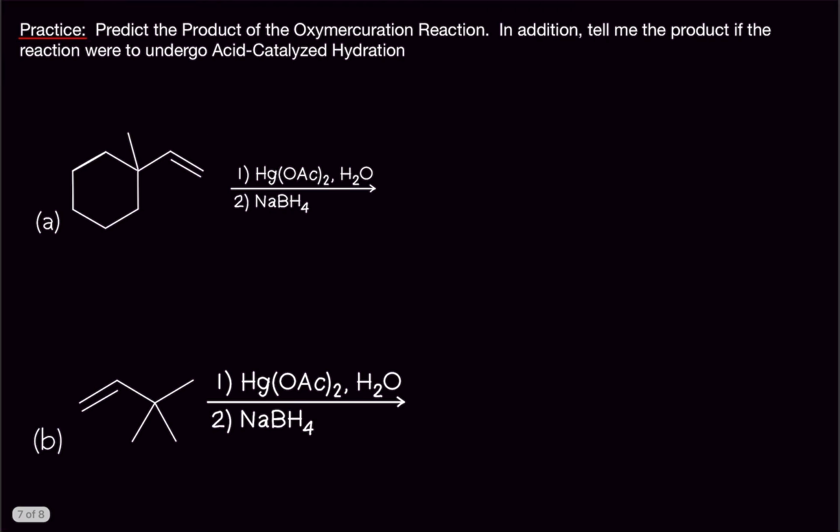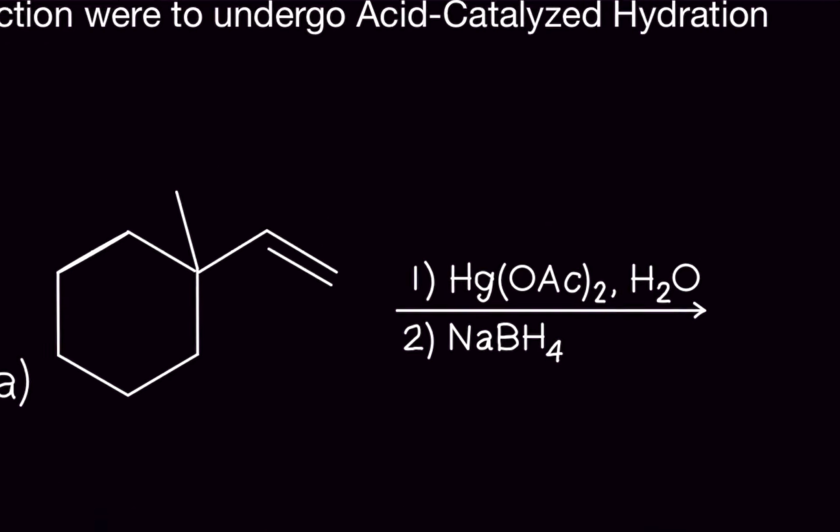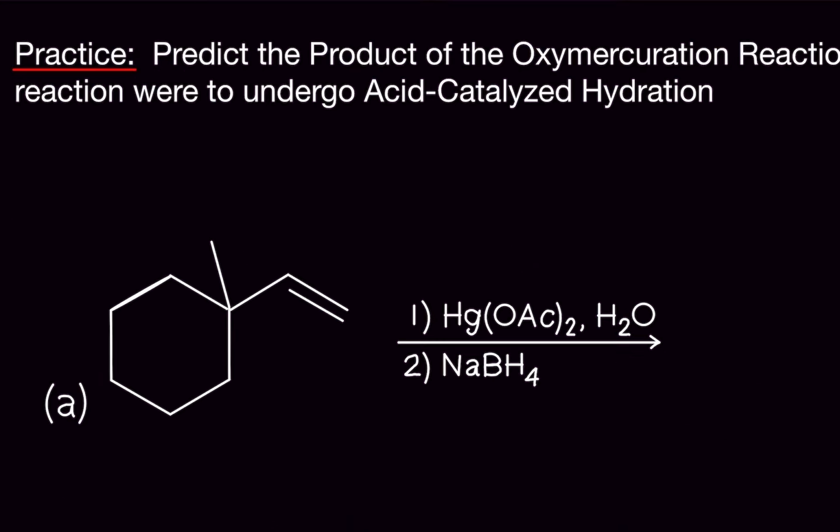Okay, let's do some practice problems. Predict the product of the oxymercuration reaction. In addition, tell me the product of the reaction if it were to undergo acid-catalyzed hydration. Okay, this is how you do it. So easy. We're adding OH and H, right? OH goes on the more substituted carbon, the Markovnikov product.